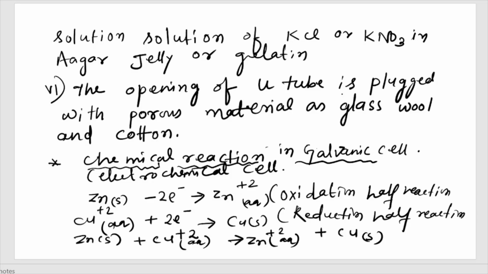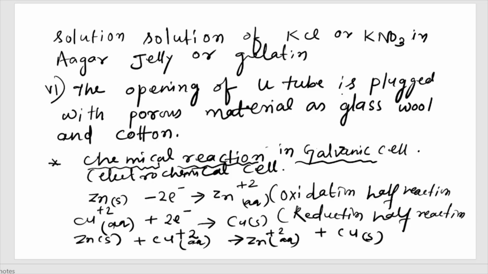Now there are two half cells. Zinc loses electrons and gives Zn2+ aqueous: the oxidation half cell. Why is it called the oxidation half cell? Because zinc loses electrons and changes to Zn2+. Next is the reduction half cell, on the right side. Cu2+ aqueous receives electrons, gains electrons from zinc, and changes to solid copper. That is called the reduction half cell.